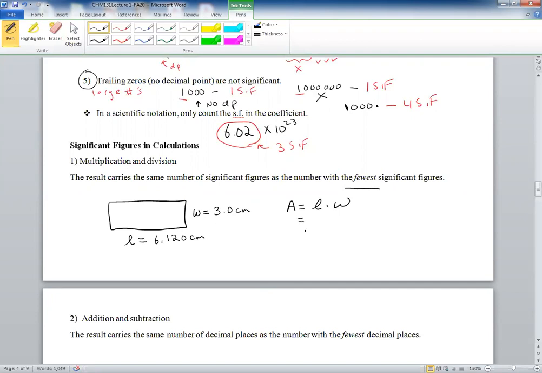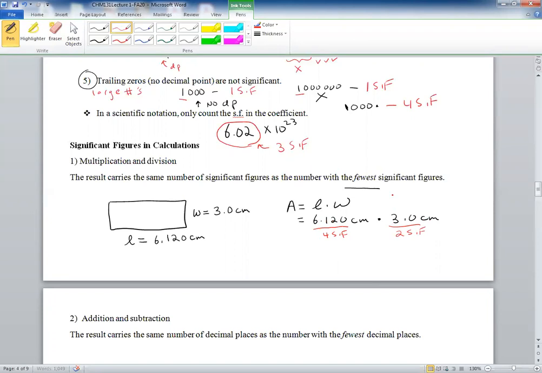So we're going to take the length, which is 6.120, and we're going to multiply by the width, which is 3.0 centimeters. Well, before we calculate the answer, let's look at how many significant figures are in each. From the last video, we talked about the rules. So here we have 4 significant figures. Remember, that 0 comes at the end. It is not a trailing 0 because there's a decimal point. And this one only has 2 significant figures.